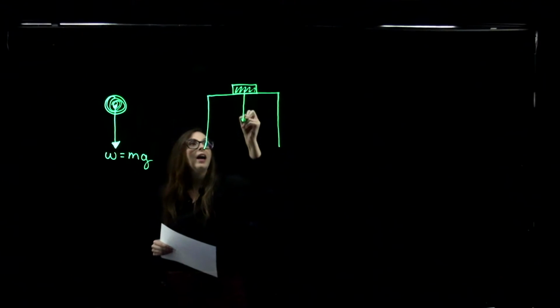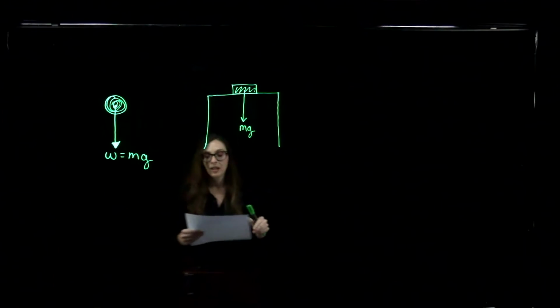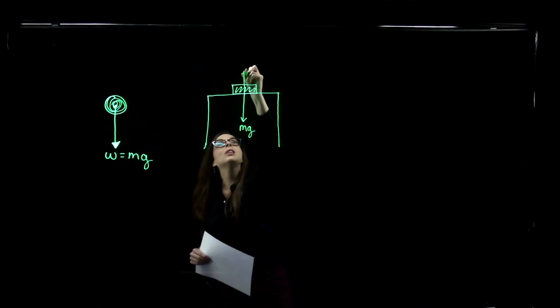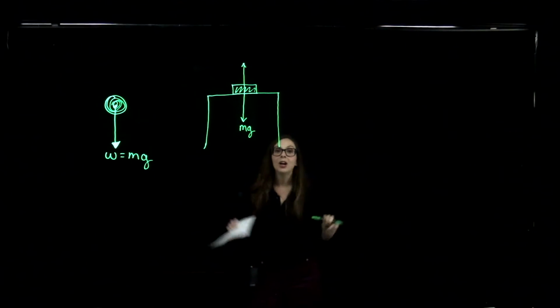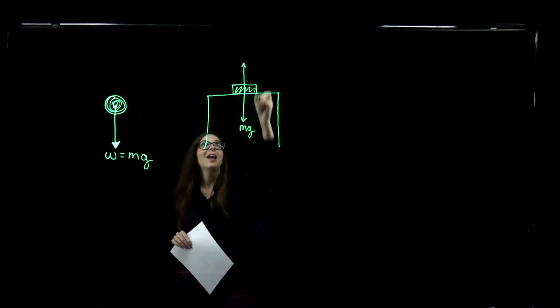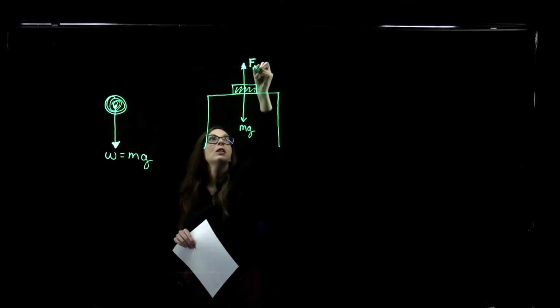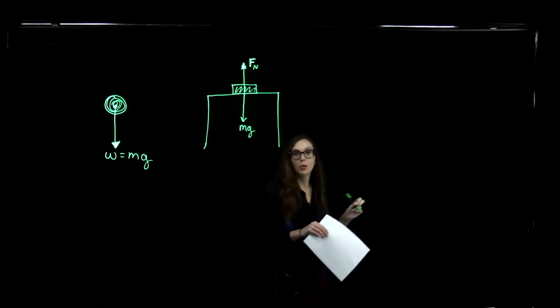So we've got that acting on our object, mg pointing straight to the ground, and then we have the normal force, the force from the table pushing back up onto the book. We are going to call that force the normal force, normal meaning perpendicular, and I usually represent these normal forces as an F with a little subscript N on it.